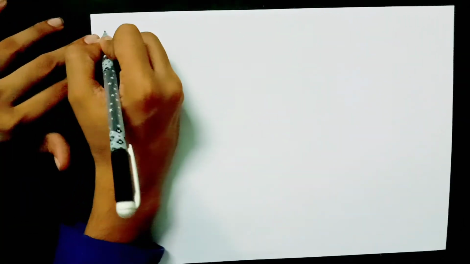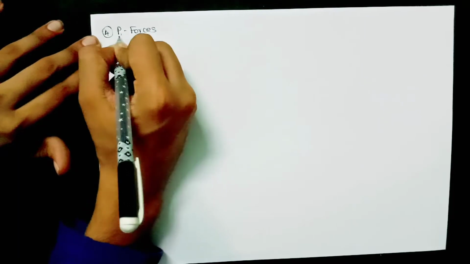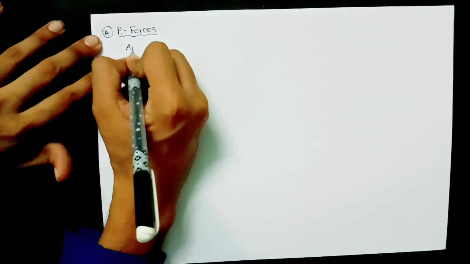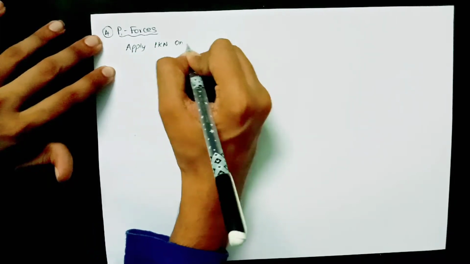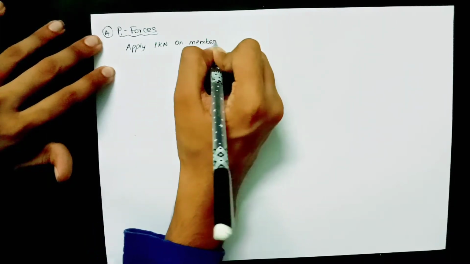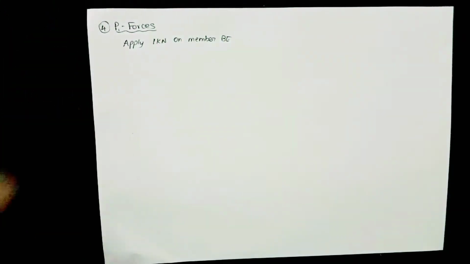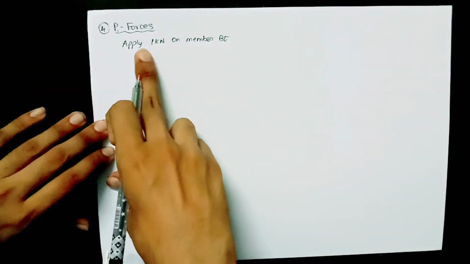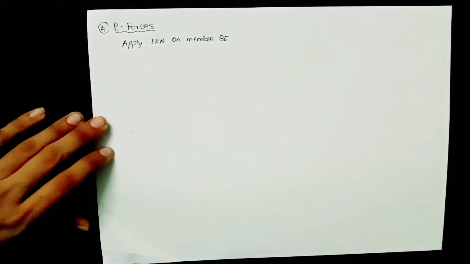Now the fourth step is to calculate the P1 forces. That means we have taken member BE as redundant. Now on the member BE, we have to apply a unit load, a unit tensile force. So on the member BE, we have to apply the unit load. That is what I have written here: apply 1 kilonewton on member BE. So we have to draw another diagram.